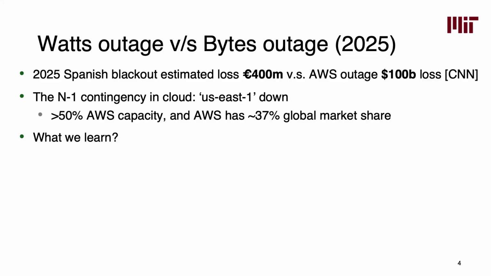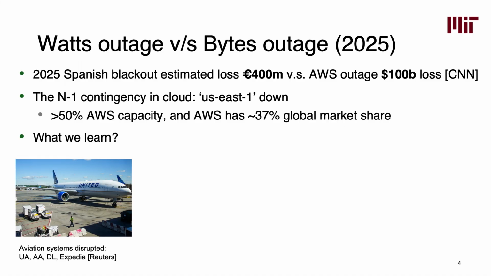And there was another event a few months later from AWS, which has roughly 1/3 of the global market share. They had an outage, also less than a day, but the estimated loss was more than 100 billion US dollars, which is quite scary, right? Why does this happen? That's because so many critical services are now hosted on those clouds and data centers these days.